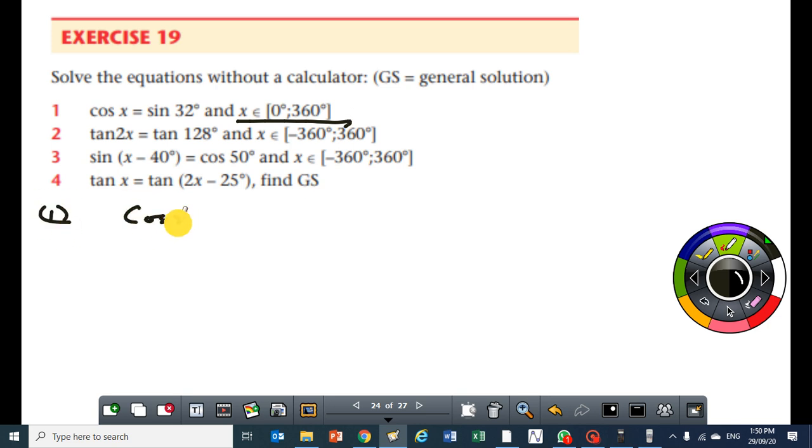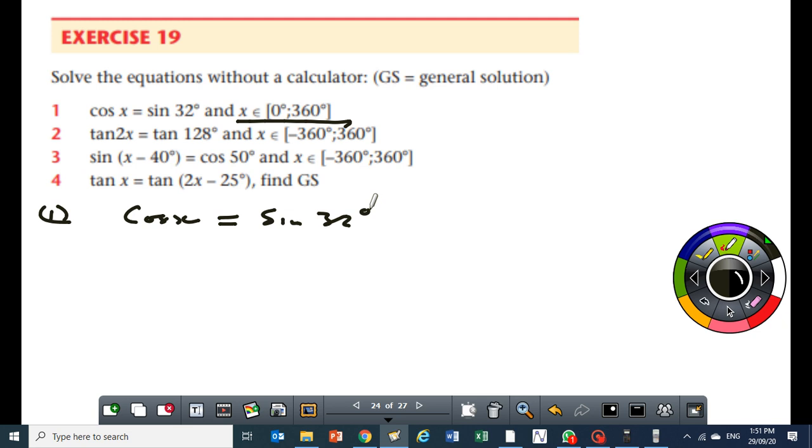So, we have cos x equal to sine 32 degrees. Okay? Now, in this question you can't convert cos and sine to tan, because on the left we have x, which is an unknown angle, and on the right we have 32 degrees. So what you do is, you either have to convert the cos to sine or the sine to cos using co-ratios.